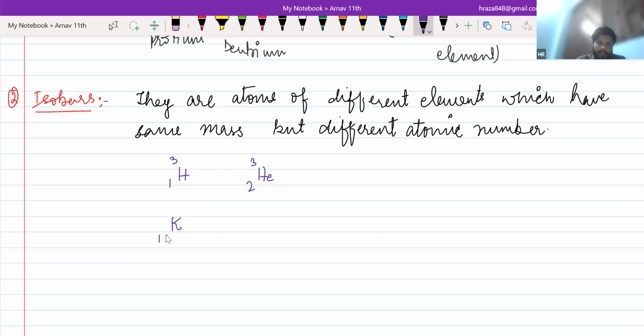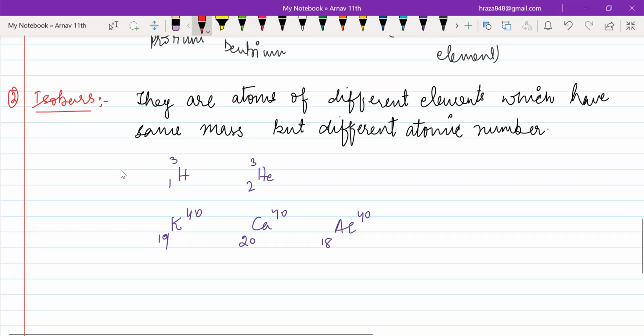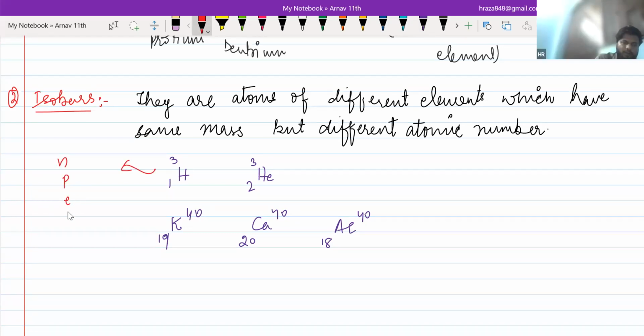For example, potassium 19 mass 40, calcium 20 mass 40. Also argon 18 mass 40. So the atoms which have different atomic number but same mass number are called isobar. Is that clear? Yes, sir. Can you find the number of neutrons, protons, and electrons in all of these?